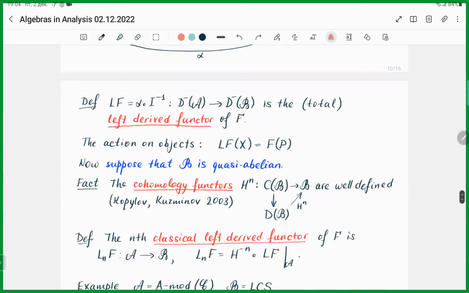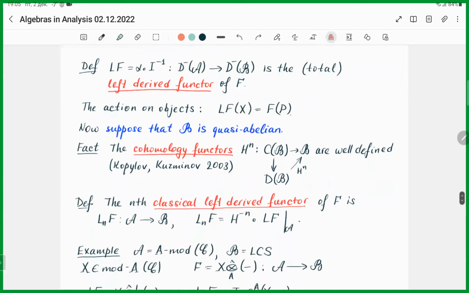And now for each integer n, we define the nth classical left-derived functor of f as follows. We take the total left-derived functor of f, we restrict it to A, so we get a functor from A to D of B, and then we compose it with the minus nth cohomology functor on D of B. And as a result, we get a functor from A to B. This is the nth classical left-derived functor of f.